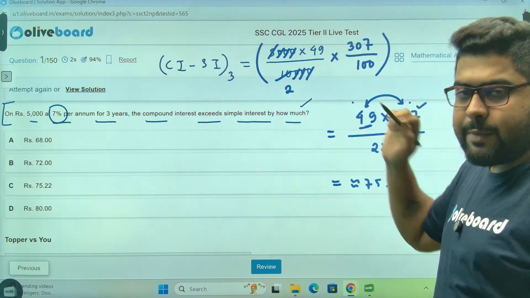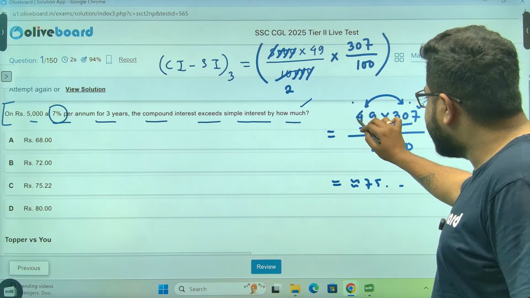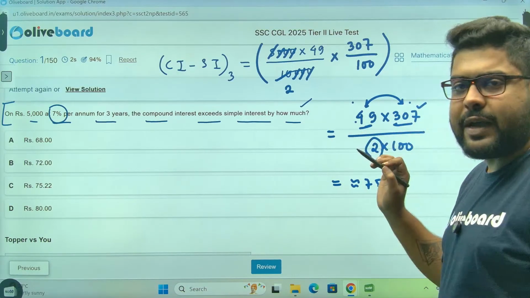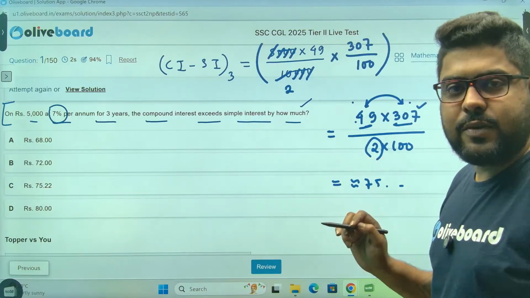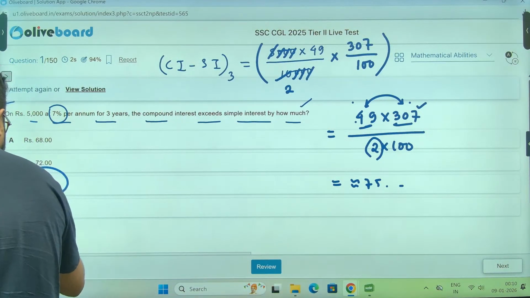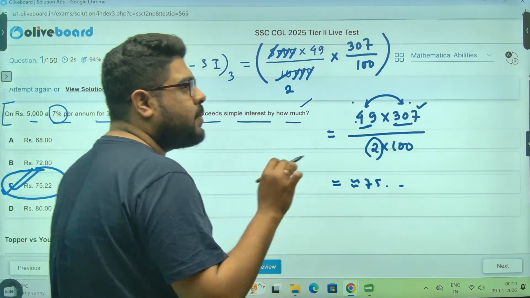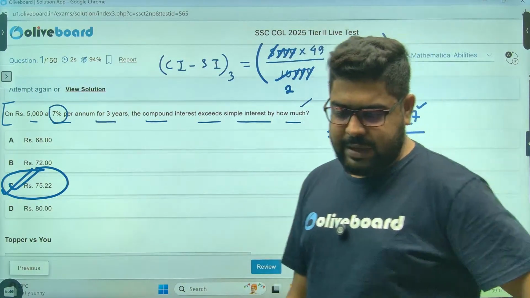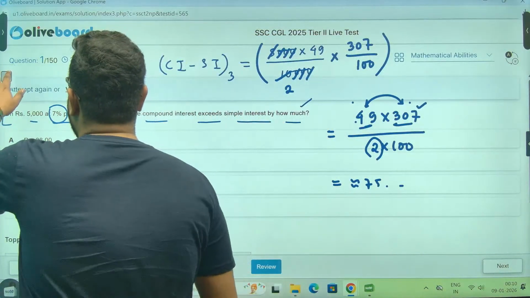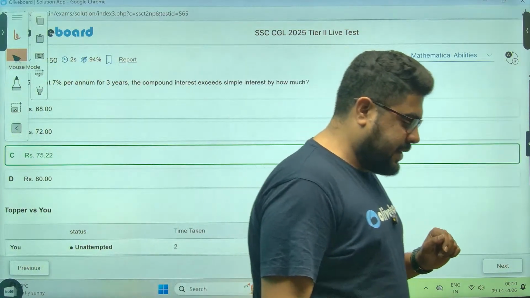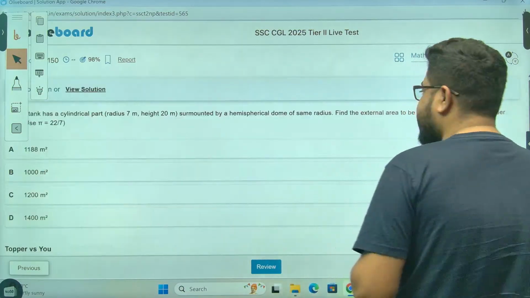Options are quite far apart. So this will give you 50 into 300, that is 150, by 2 will give you 75, and 100 will take care of the zeros. So quite confidently I can say the only possible answer will be slightly greater than 75, which is there in option C. This is how you can reduce your calculation by a bit. Perfect, everyone? Moving on.